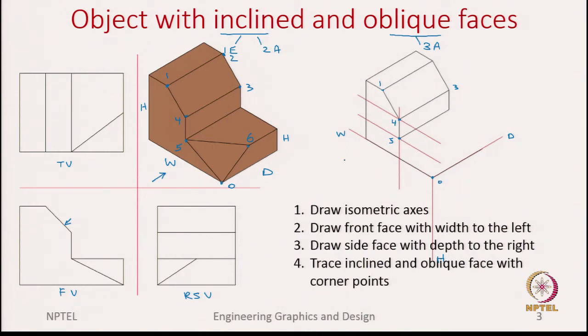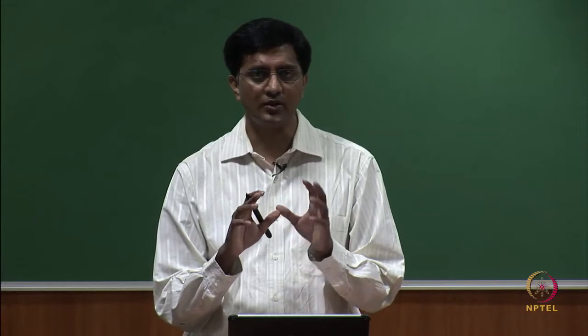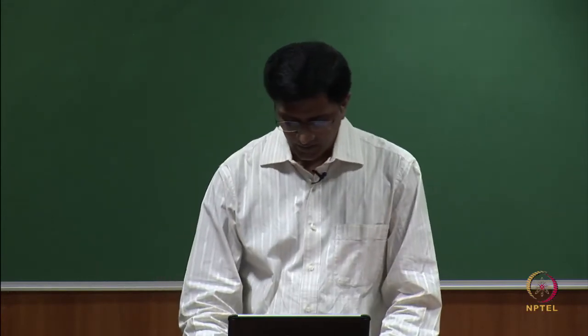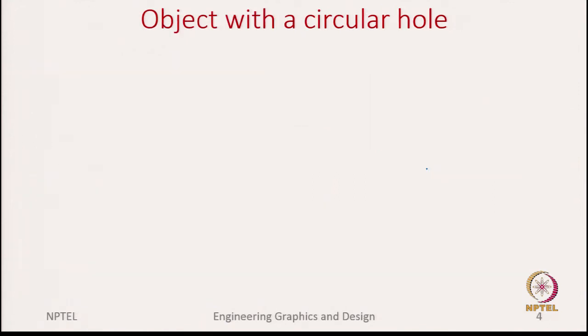How do we capture point 6? We first draw lines parallel to the width and the depth and try to capture this point, and then we just need to draw parallel lines to the depth. Once we draw parallel lines and measure the length, we have captured point 6. So, once we capture points 5, 6 and O, we can simply draw the oblique surface by connecting these points. Okay. So, with this we are able to capture both the inclined and the oblique faces on an object. And later we will move to the next example where we capture a circular hole.